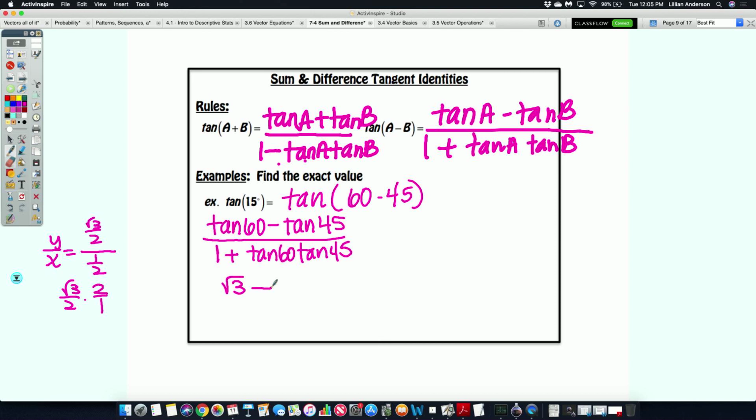Minus, what's the tangent of 45? 1. That's the easy one. Those over 4s, those ones in the middle, tangent is either positive 1 or negative 1. And luckily enough, once you do the work for the numerator, it's the same values in the denominator. So you have 1 plus the square root of 3 times 1. So this becomes the square root of 3 minus 1 all over 1 plus the square root of 3.